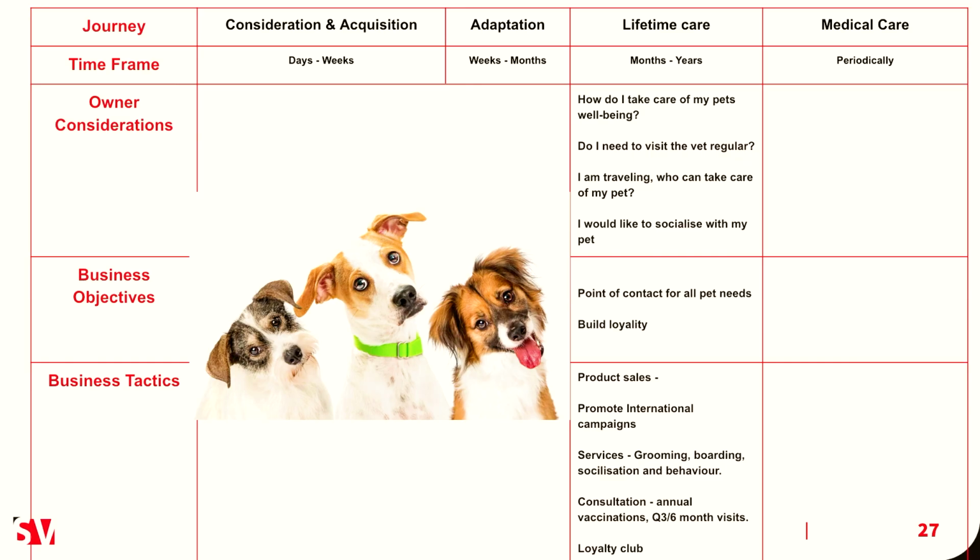Now, what are the business objectives here? The objectives are to be a point of contact for all pet needs. You want to build loyalty with your customers. What tactics can we use here to do that? Sales, promote international campaigns, optimize your service offerings, whether that be additional grooming, boarding, socialization and behavior services. Think about your consultations, maximize an opportunity, whether that be annual vaccinations, a checkup for pets every 3 to 6 months with a reminder, and even think about the integration of a loyalty club.